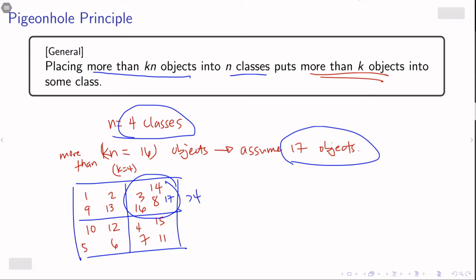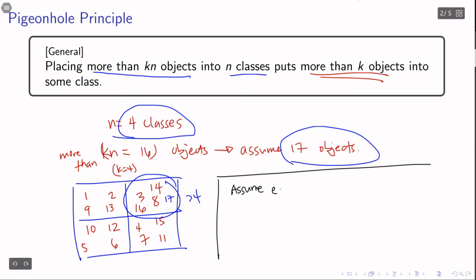And it's quite easy to prove this statement, actually. You just need to do it by contradiction, right? So if you assume that each class has at most k objects, well, you should be able to complete this proof at this point.